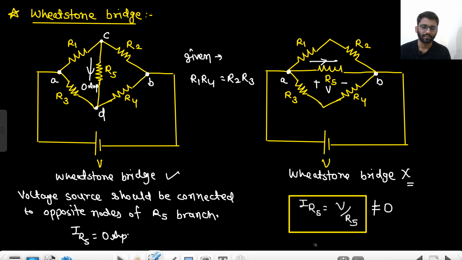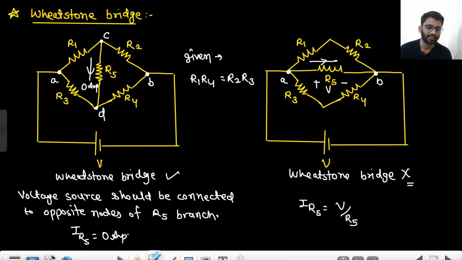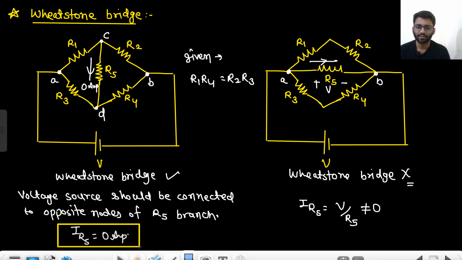I think I shouldn't use a box. There is no need to use a box because this is not a standard result. So I will just write down that this is not equal to 0, but this is equal to 0. Basically you can open circuit this R5 because there is no current. So this is a Wheatstone Bridge. The important thing to note down is that the voltage source should be connected to the opposite nodes of the R5 branch, the middle branch.